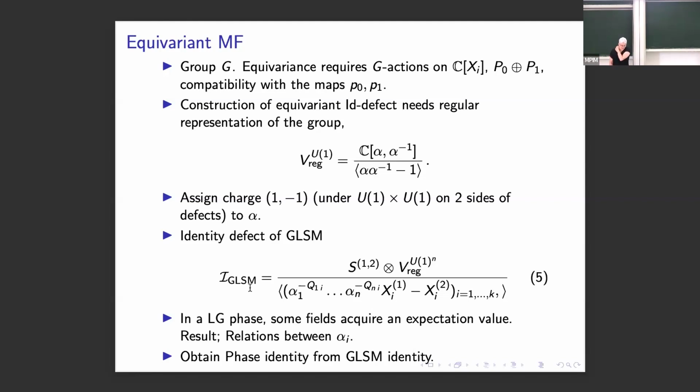And to get the identity in a phase from it, I can simply set things to their expectation value. So if I go to a phase, then on both sides, fields get an expectation value, and then that would impose relations on these group variables. And in particular, gives us the phase identity from the GLSM identity.